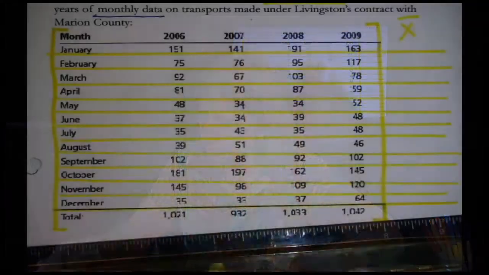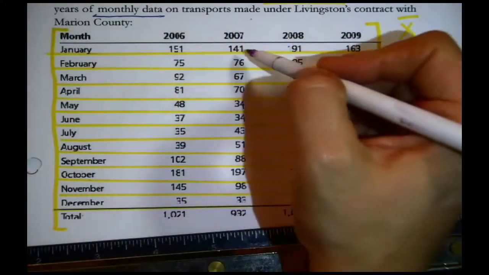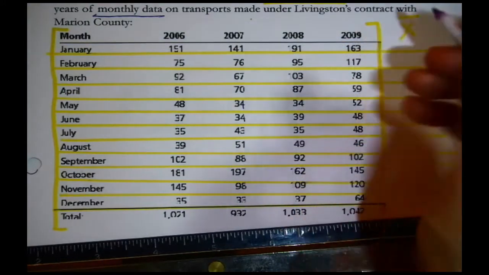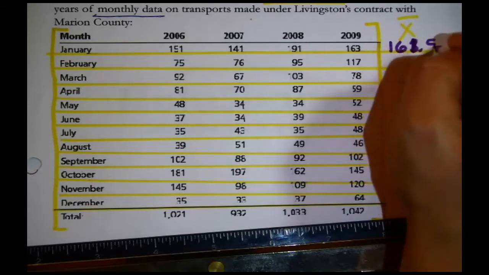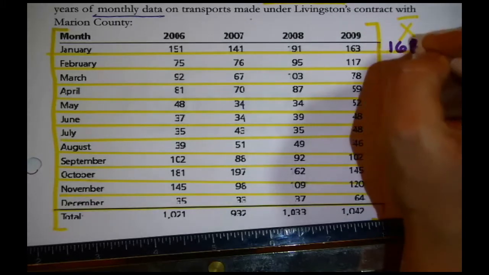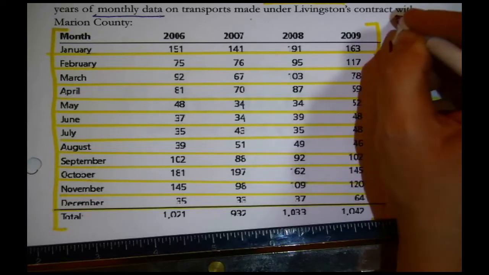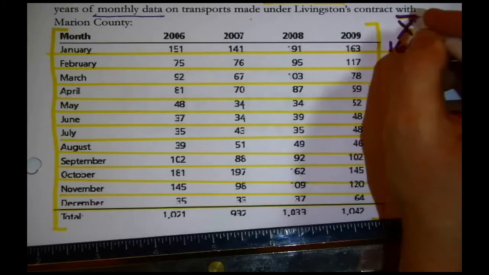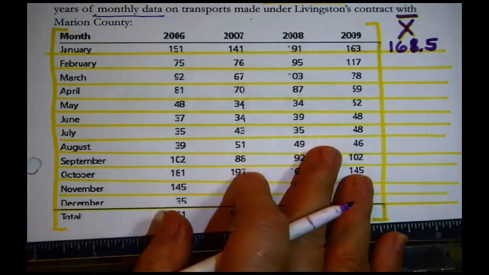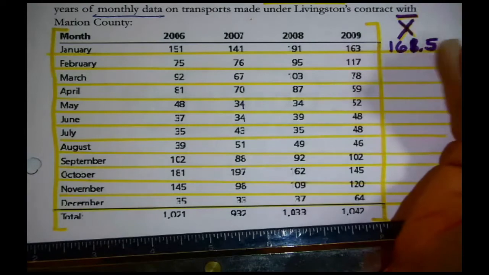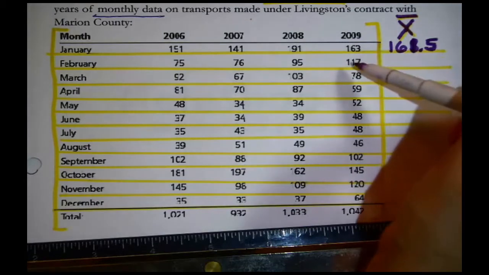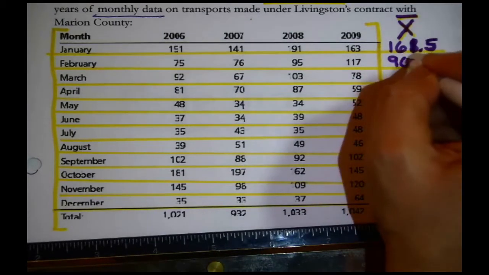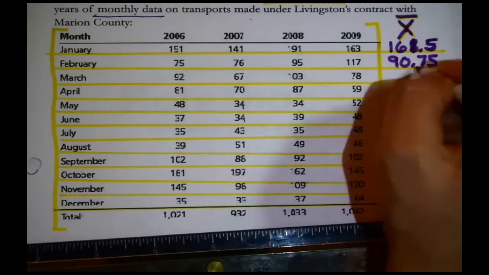Step 1, find, for instance, the average January. What would you do? Well, you would average 151, 141, 91, and 163. I get 161.5. I'm writing X bar, that's just the average of everything on this row. Okay, what in the past data was the average number of van transports in February? Average 75, 76, 95, 117. I get an average of 90.75. Note that. We're going to need that later.